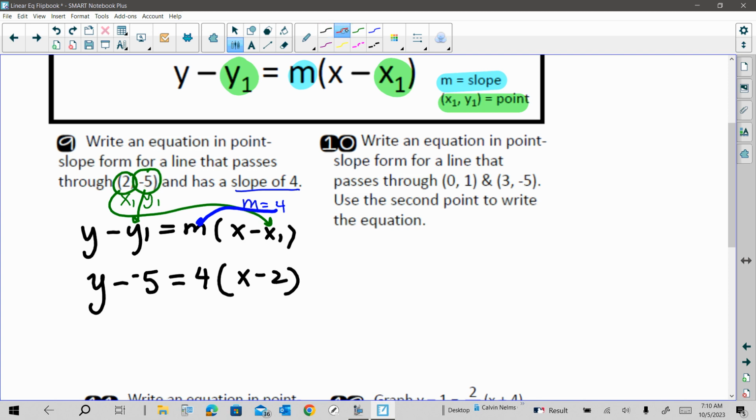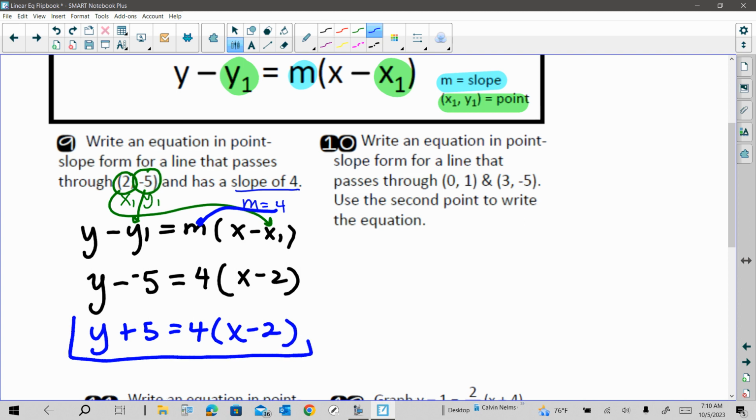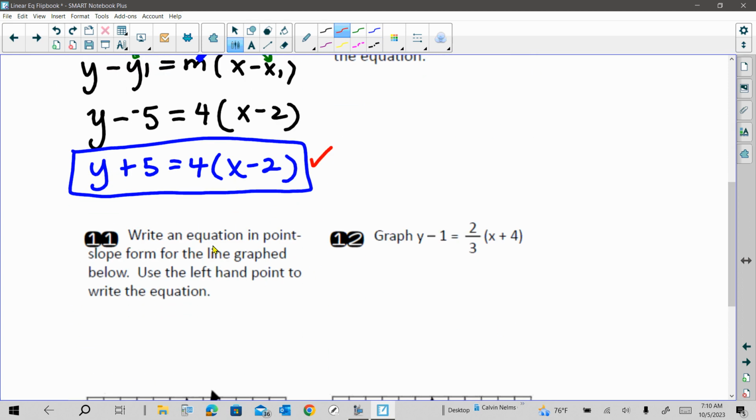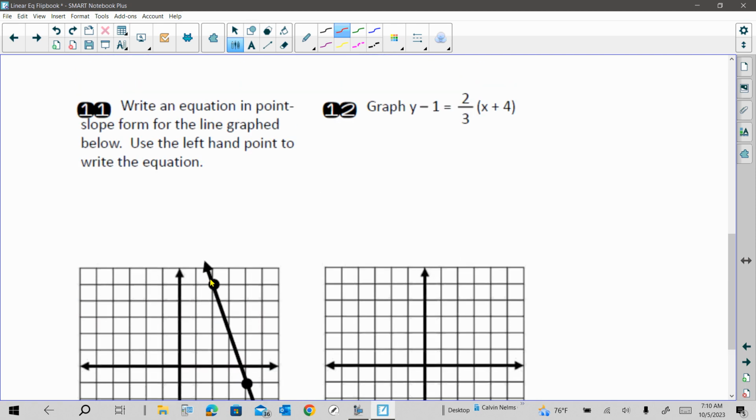Now we have to simplify this, because if we have minus a negative, this is really simplified as y plus 5 equals 4 parentheses x minus 2. So because this problem says they just want the point-slope form, that is your answer. You are done right there. Now if they ask you, and I'm going to scroll this down a little bit so I can have some more room.